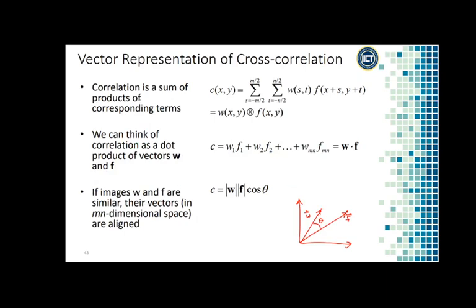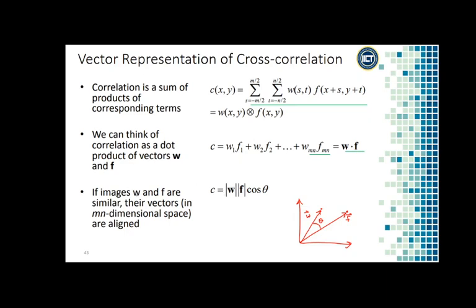Correlation is a sum of products of corresponding terms, and it can be written like this. It's like a convolutional operation, sliding from left to right or top to bottom and adding all the intensity values within those windows. We can represent it this way, but we can also think of correlation as a dot product of vectors W and F: W1F1, W2F2, W3F3, and so forth within the M by N range.